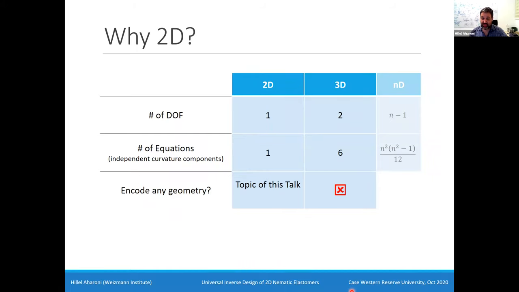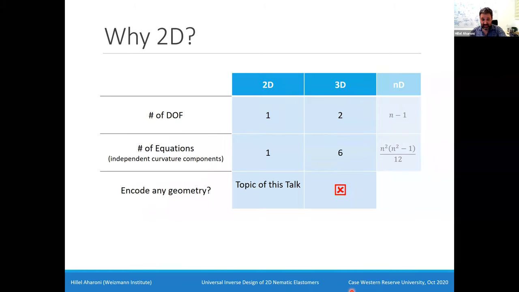Because we have more equations to satisfy than degrees of freedom to control, you can't make a three-dimensional object that will deform into any three-dimensional geometry. However, in 2D, we seem to have just enough. Of course, it doesn't mean that we can satisfy all the equations because they are nonlinear. So having as many equations as variables doesn't mean that you can always solve that.